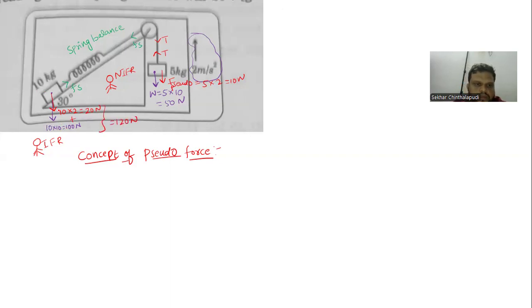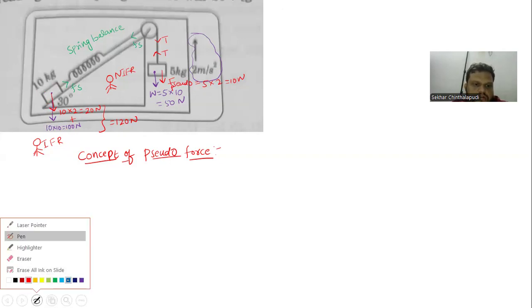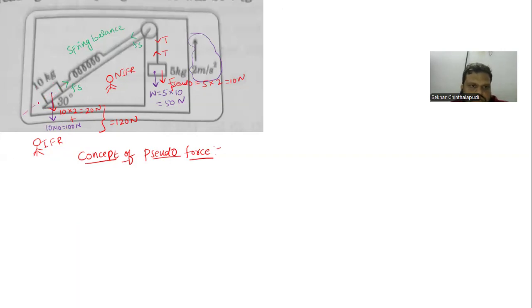What is the total weight here? 120 newtons. But this block is on an inclined plane. Now we have to resolve this 120 newtons into two rectangular components, one along the wedge and one perpendicular to the wedge, which is the normal. If this is your angle theta, this will become 120 cos 30 and this will become 120 sin 30. The sin 30 value we already know is 1 by 2, which will give you 60 newtons.